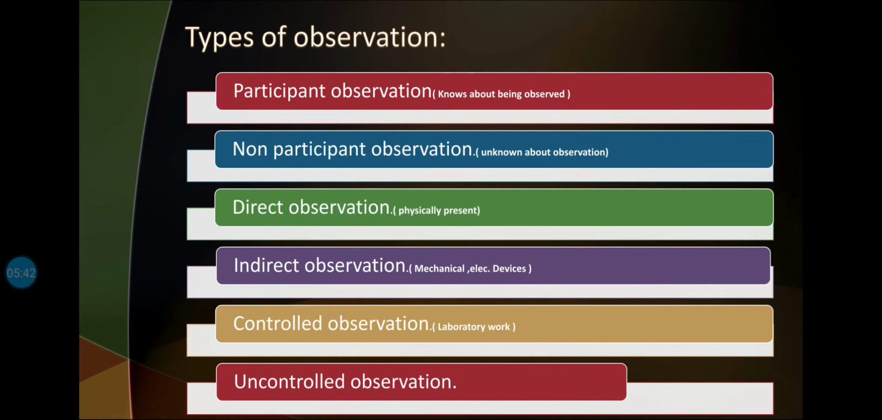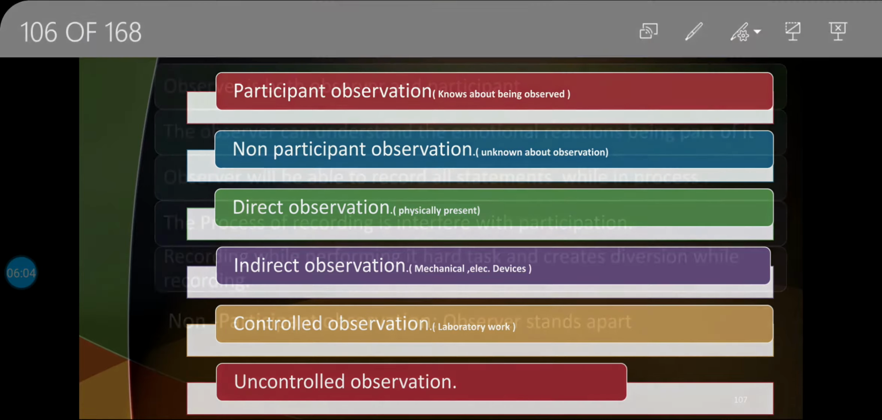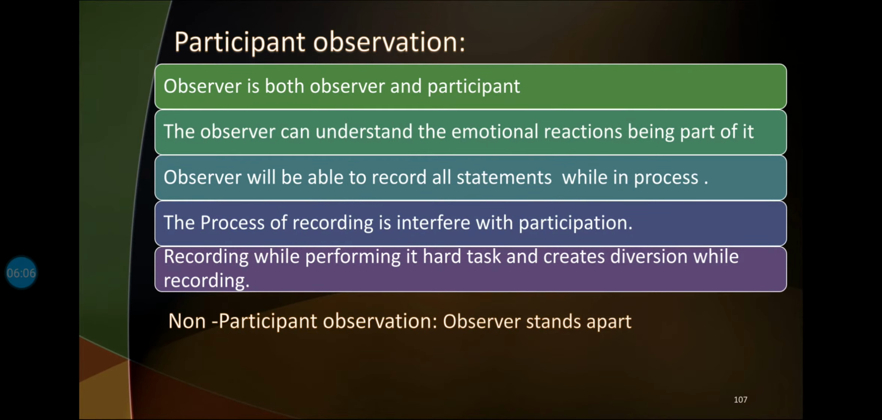What are the various types of observation? Some of the types of observation are highlighted over here: participant observation, non-participant observation, direct observation, indirect observation, controlled observation, uncontrolled observation. One by one we will discuss all these types of observation.